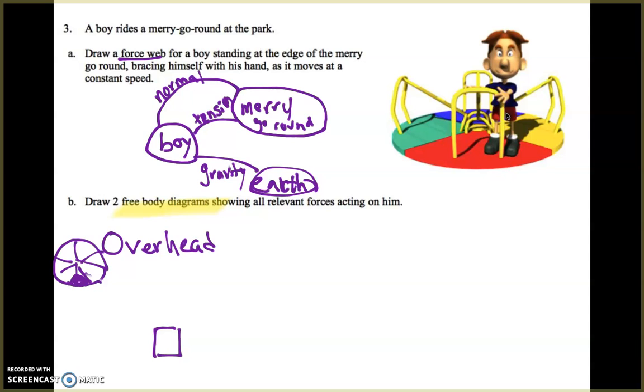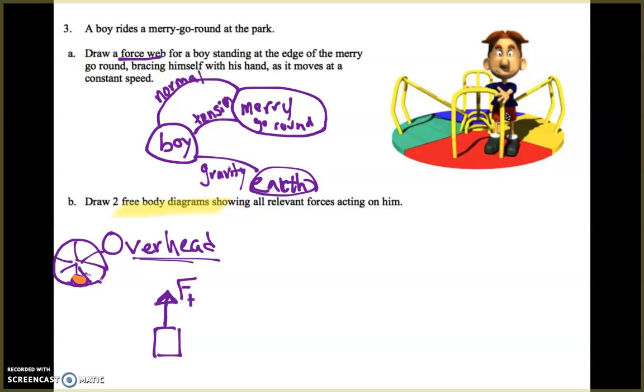So this orange dot here, that's going to be where the boy is. So the boy is holding on to the merry-go-round with force tension. And I actually know that the boy is holding on to the merry-go-round, and the force tension of the boy's arm holding onto the merry-go-round is pulling him inwards towards the center of the circle. This could alternatively be like force normal. And again, this is an overhead view. So I can't see force gravity and I can't see force normal because those are in the up-down area.